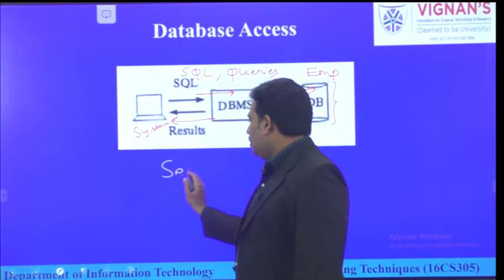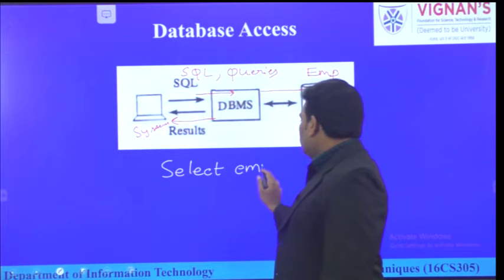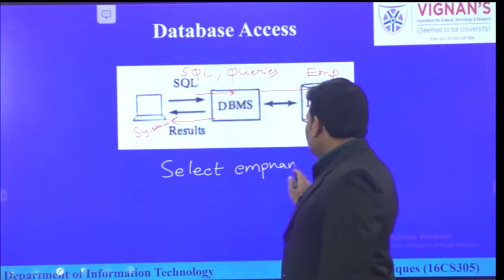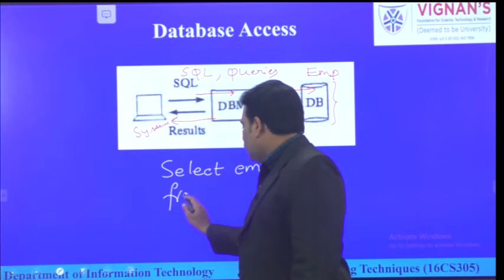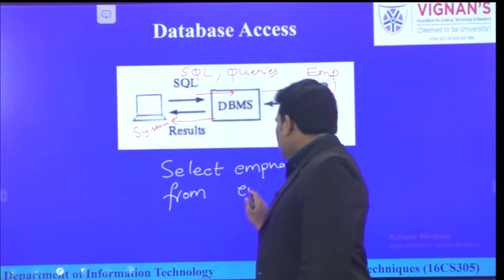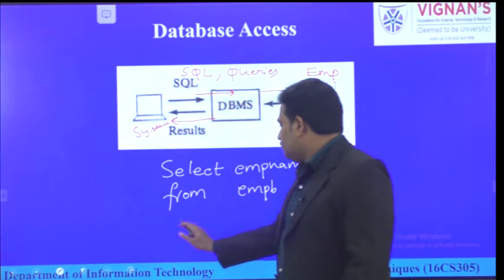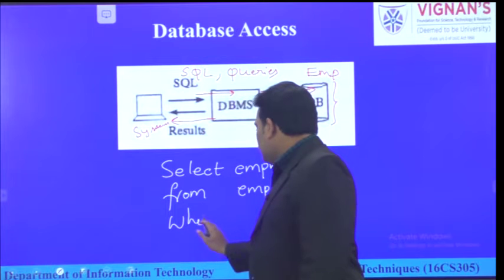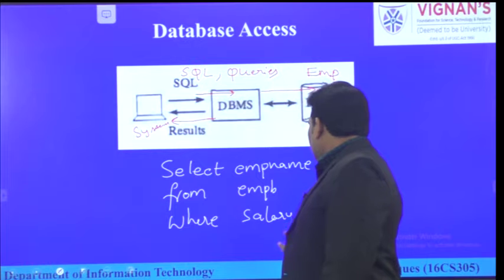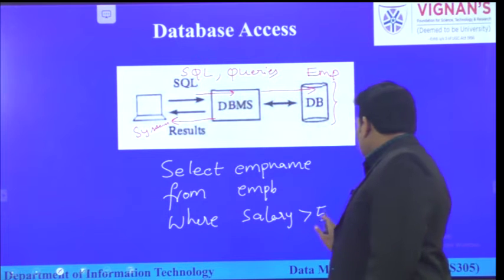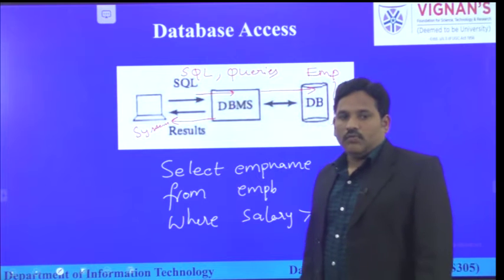Here I am writing a query: select employee name, whatever naming convention we have used, that naming has to be given, from employee table, where salary is greater than 50,000. So this is a simple query we have written here. What do we want to display?